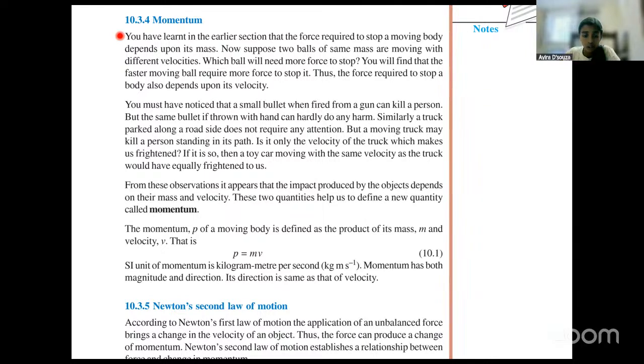You must have noticed that a small bullet, when fired from a gun, can kill a person. But the same bullet, if thrown with hand, can hardly do any harm.